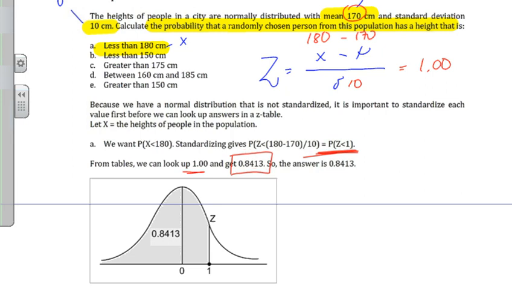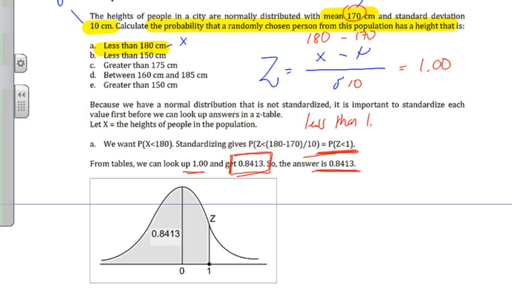Of course you get 0 point something. Why do you get 0 point something all the time, guys? Because it is a normal distribution and it is a probability. When I'm working with probabilities, all individual probabilities are, I'm boring you now, less than 1. That's why, of course, it's 0.8413. What could you tell me? So my answer is 0.